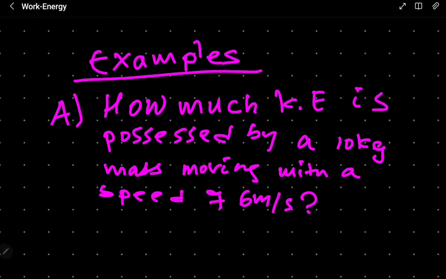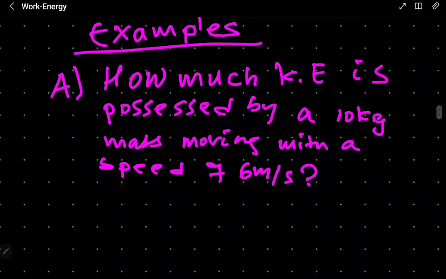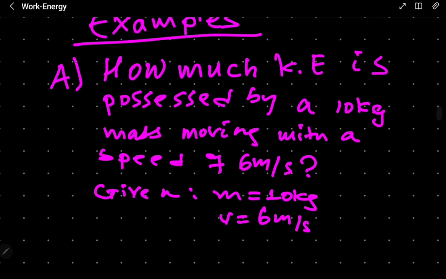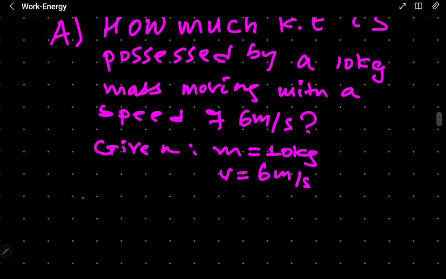Now let us see this example. How much kinetic energy is possessed by a 10 kg mass moving with a speed of 10 meters per second? Now we are given the mass. The mass is 10 kg, and the speed is given. It is 6 meters per second. Now the question is how much kinetic energy. You are required to find the kinetic energy.